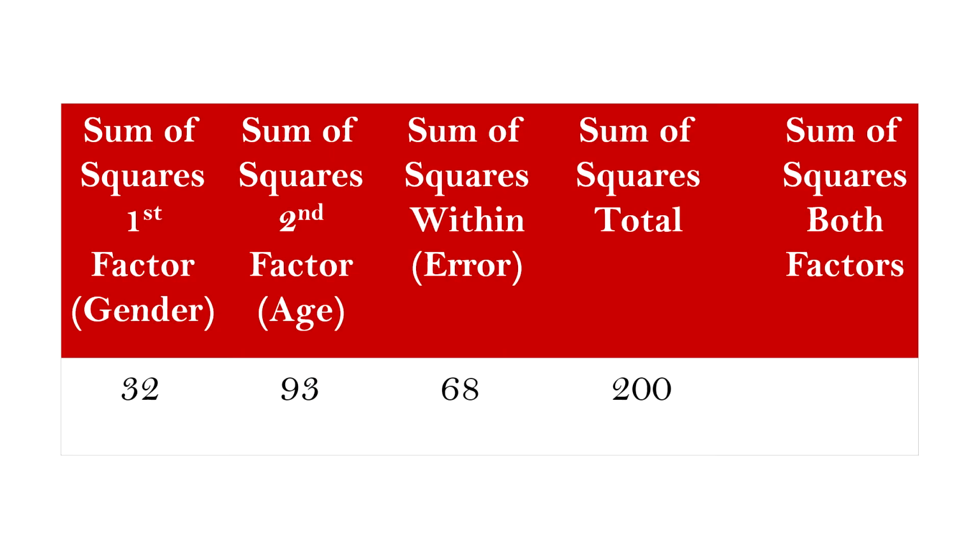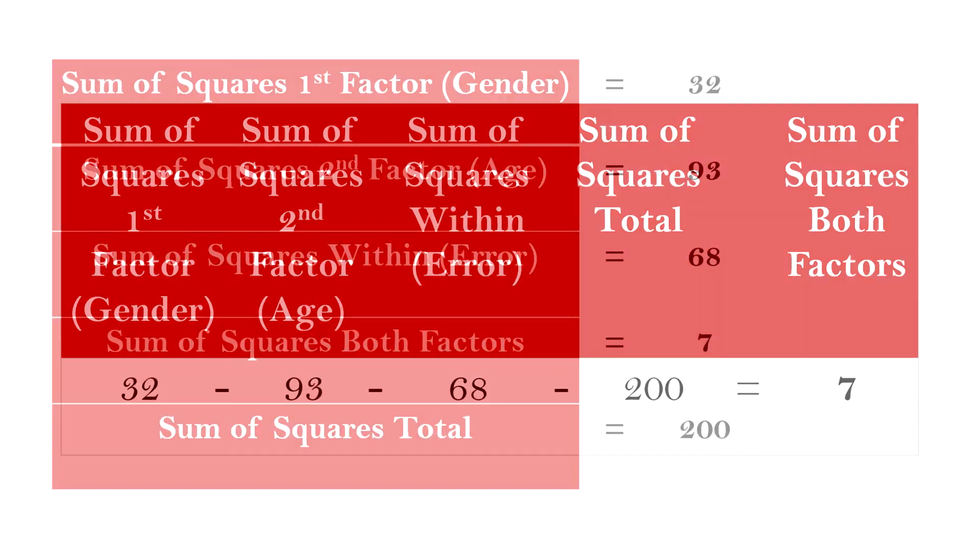So after gathering all the data except for the both factors, to get the both factors, we can simply use algebra. SS total minus SS first factor minus SS second factor minus SS within. So we can have 200 minus 32 minus 93 minus 68, and we will simply get 7, or the SS both factors.